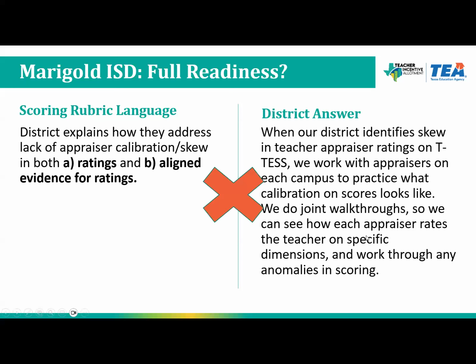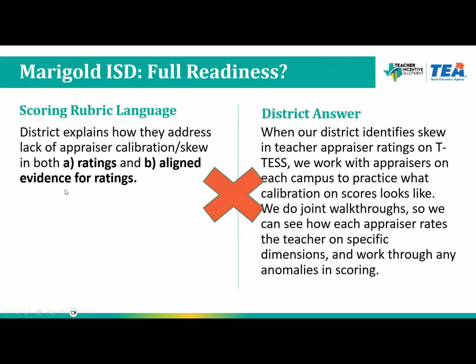However, it gives a beautiful answer for part A, the ratings piece. They talk about ratings. They have a system, joint walkthroughs. They want to work through any anomalies in scoring. Notice how it's all about the scoring, but what did they not include? They mentioned nothing about evidence. And for full readiness, they have to include ratings and evidence.